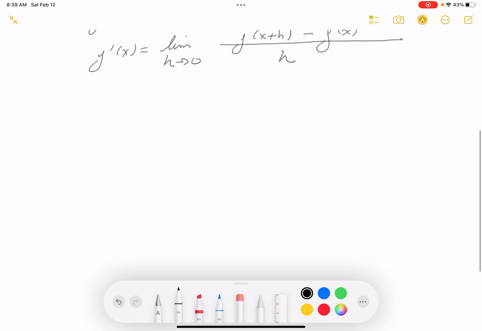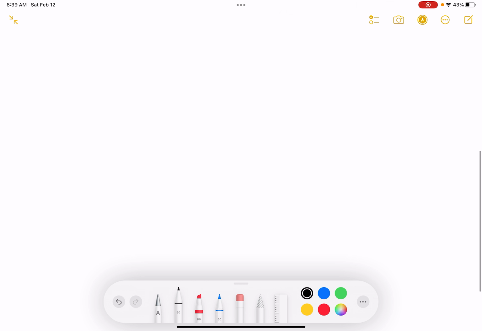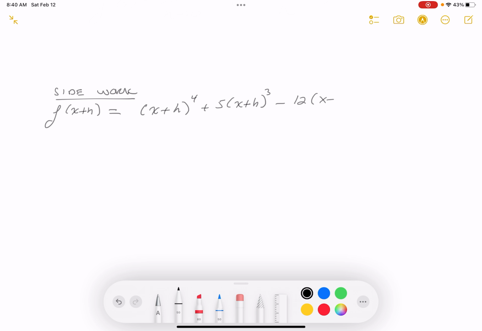And I'll tell you, without me writing the word limit down too much, I'm just going to go through some of the things in the limit. So I want to know what f of x plus h is first. And this is what's known as side work. I'm doing it on the side. And I think it's pretty easy to do, by the way, but it's going to take some work. And what is it going to be? It's going to be (x plus h) to the fourth power plus 5(x plus h) cubed minus 12(x plus h) minus 4.